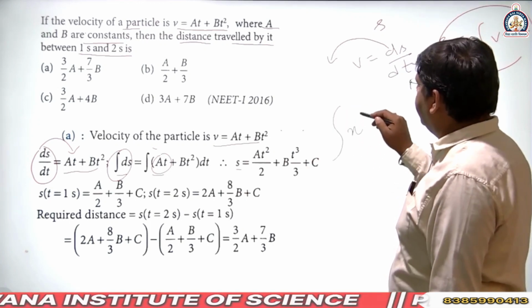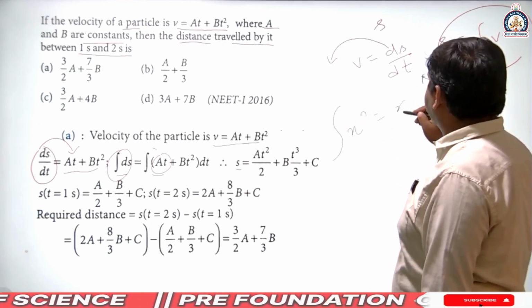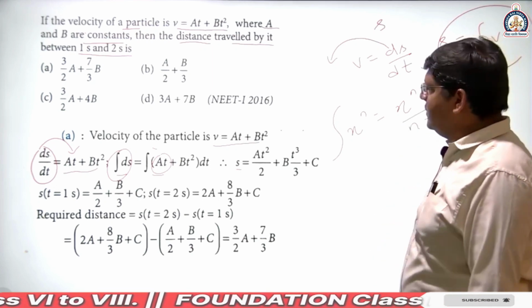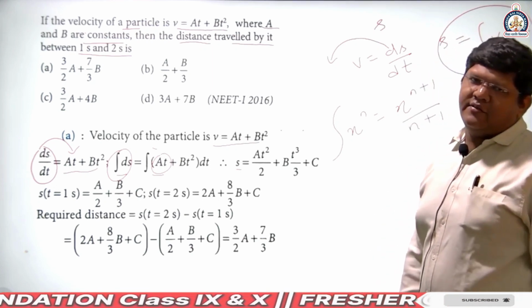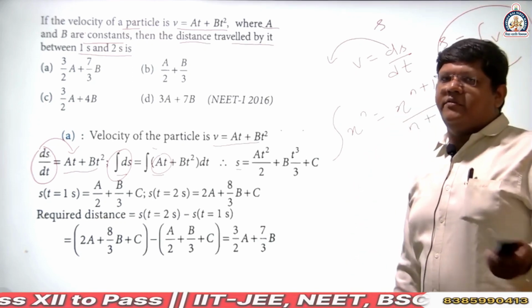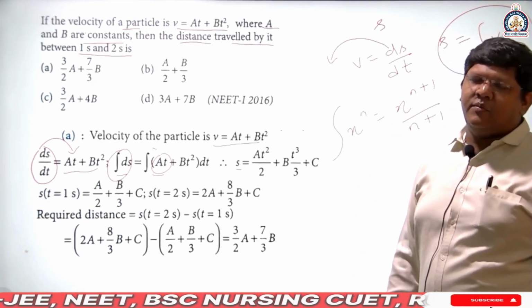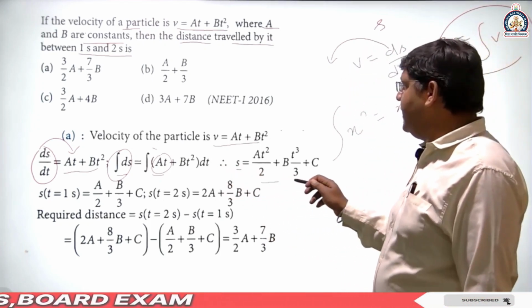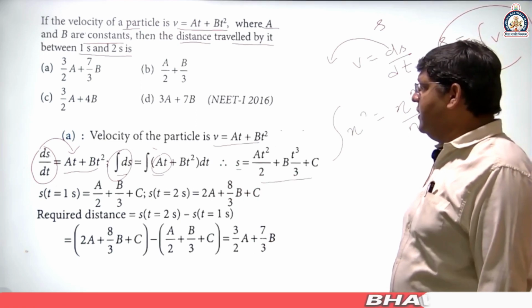We are using the formula integration of x to the power n is equal to x to the power n plus 1 upon n plus 1. This is the required formula for integration of x to the power n. In integration we are adding, and if this formula is for differentiation, we put n x raised to power n minus 1. Okay, so we have calculated the value of distance.